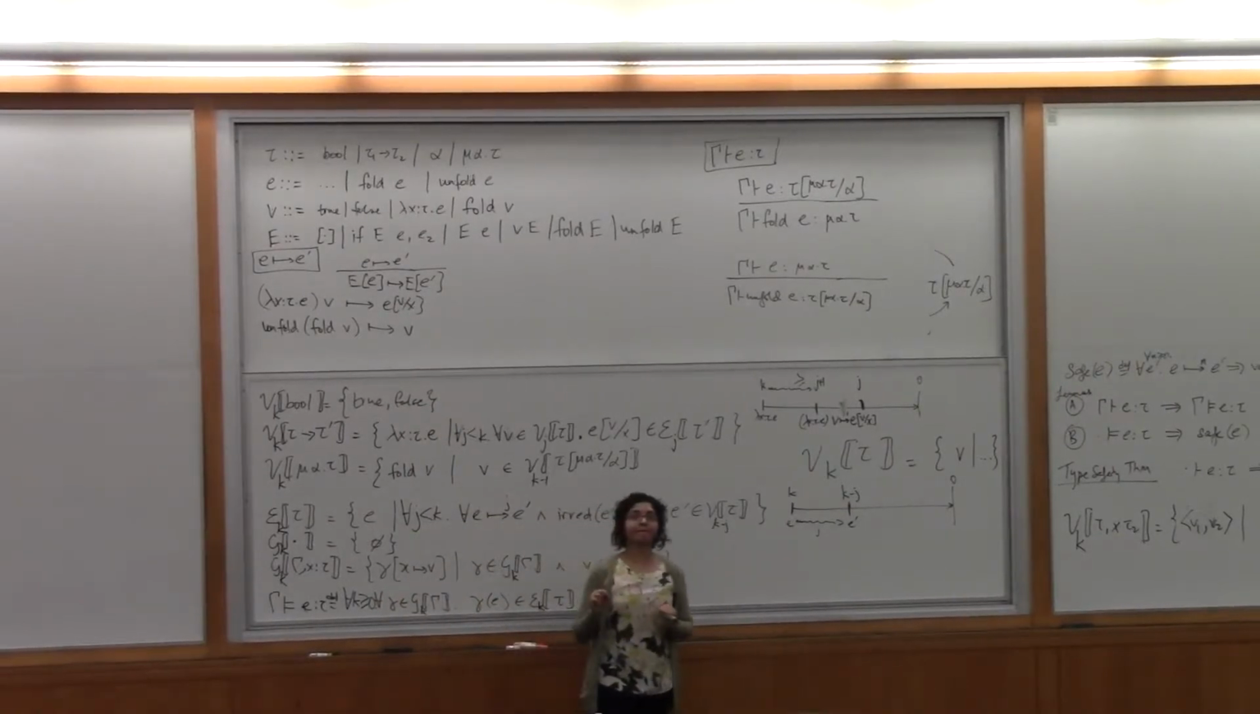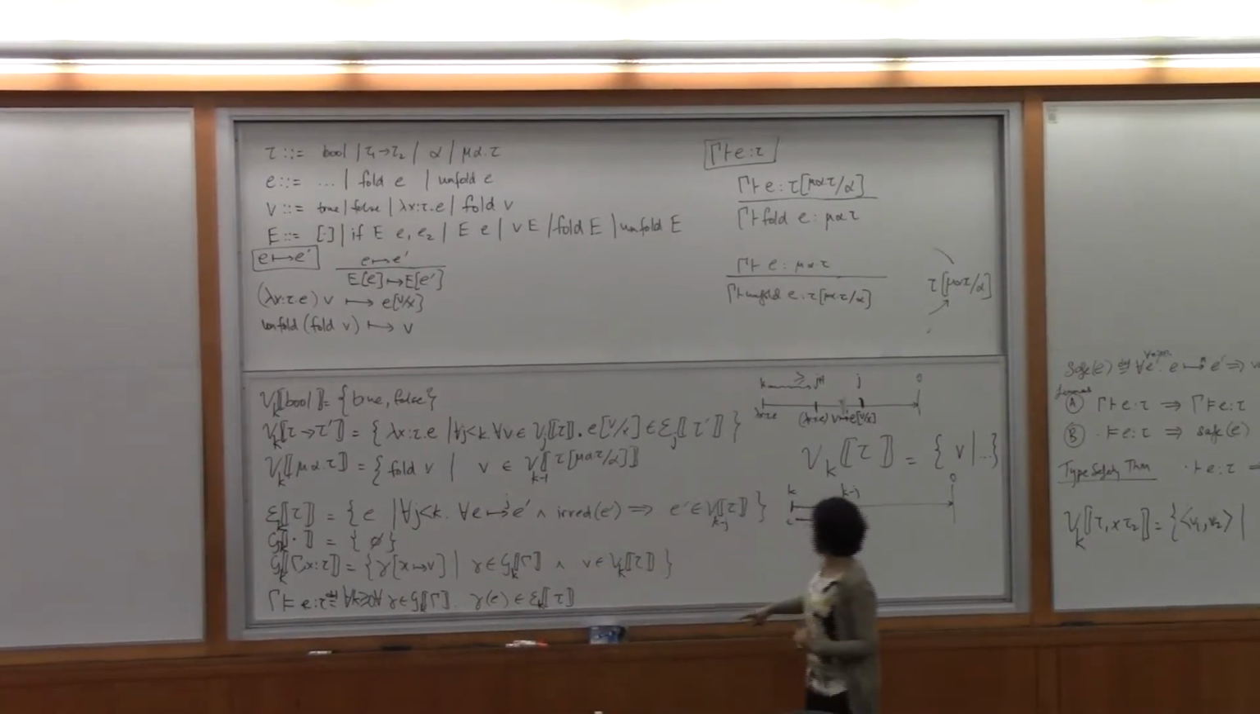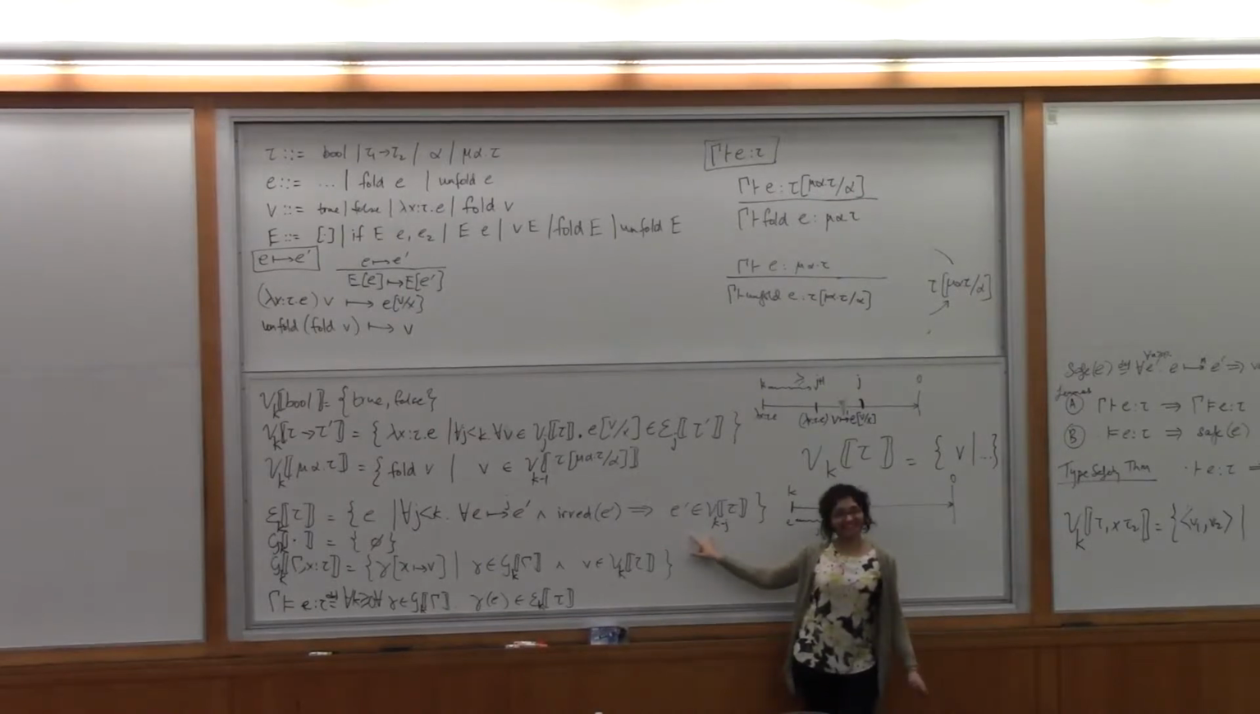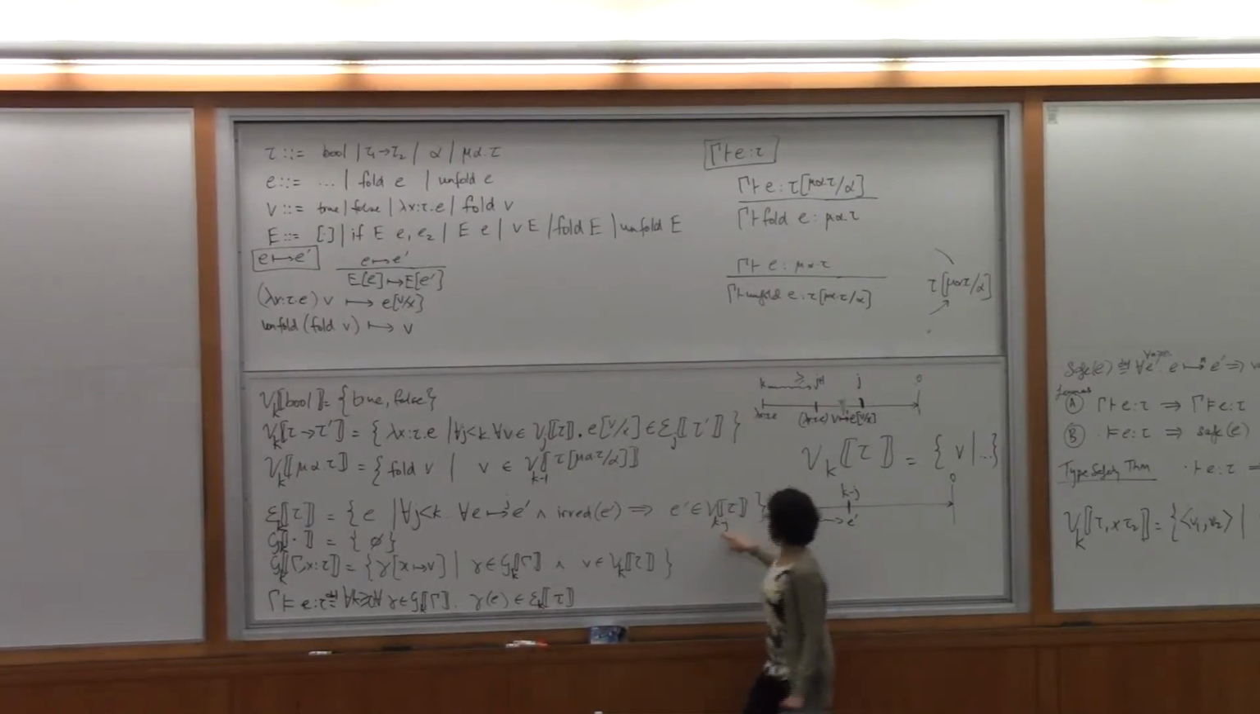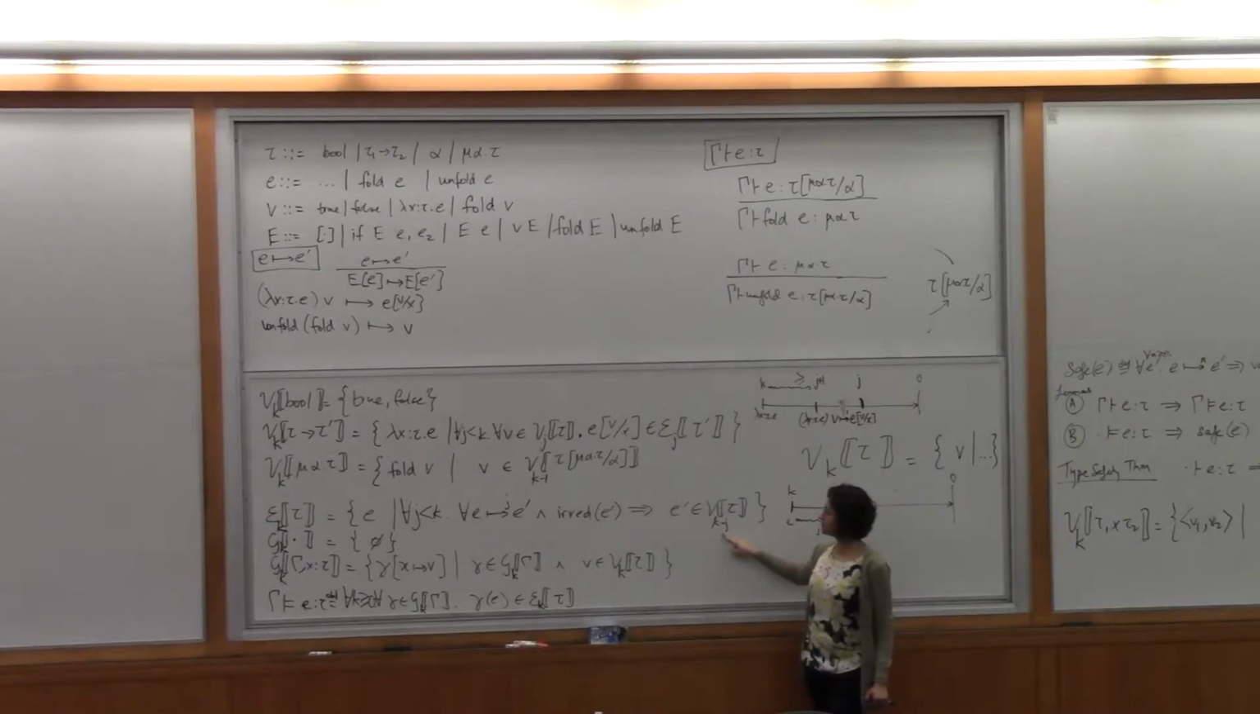So how do we go from V1 of tau to val of V prime? Here? Yes, so our argument was that we said j to n and k to n plus 1, right? And then we said that E prime is irreducible, so it belongs to V n plus 1 minus n, which is V1 of tau.